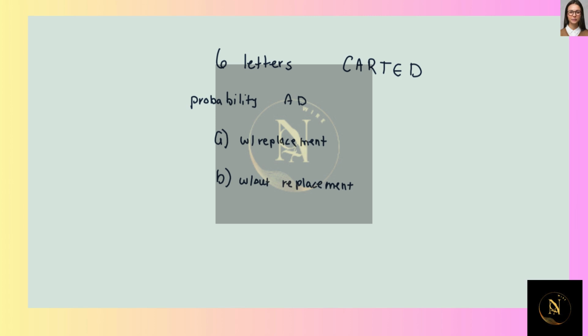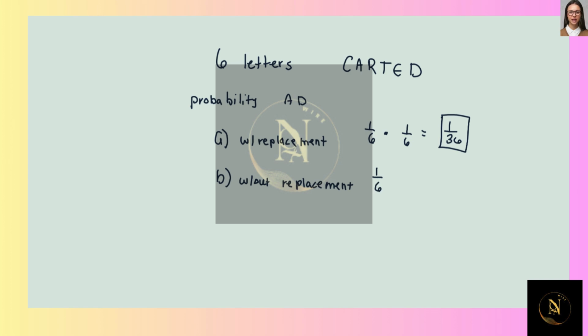So for A with replacement, there are 6 letters in total, so the probability of drawing A first is 1 out of 6. Since we're replacing the letter, there are still 6 letters in the box, and the probability of drawing that is 1/6. To find the probability, you're going to multiply these, and so 1/6 times 1/6 is 1/36, your answer.